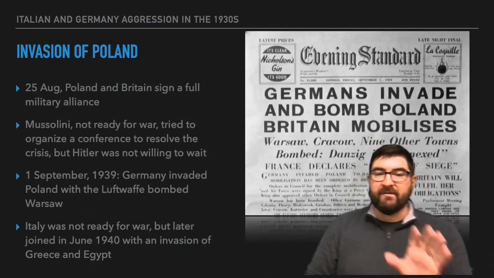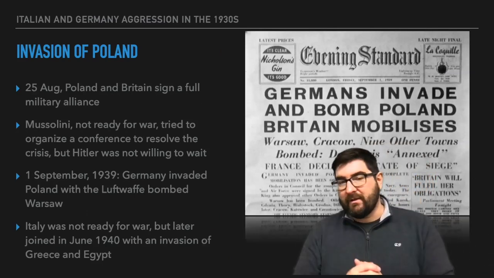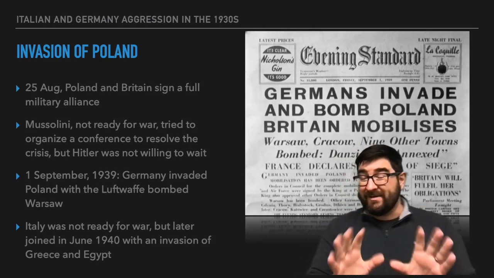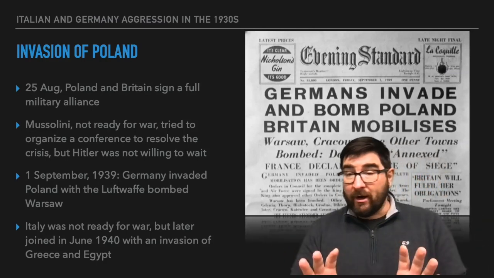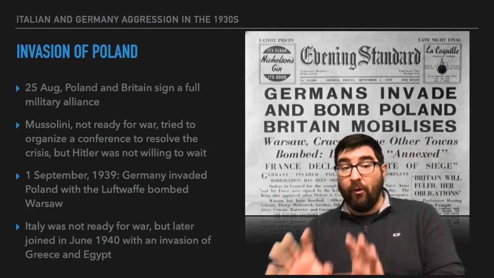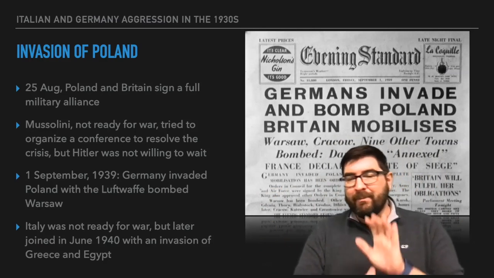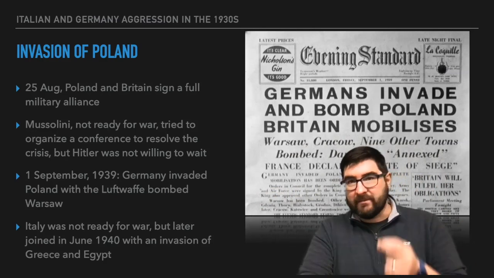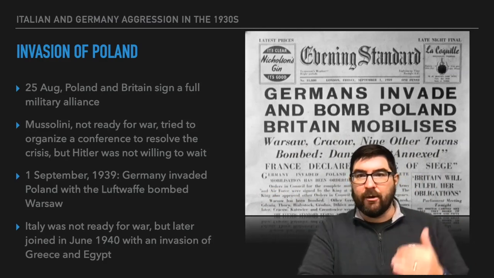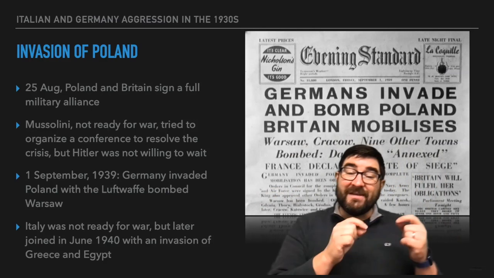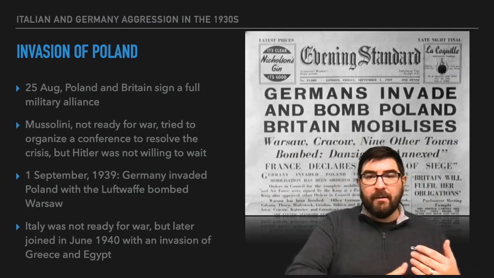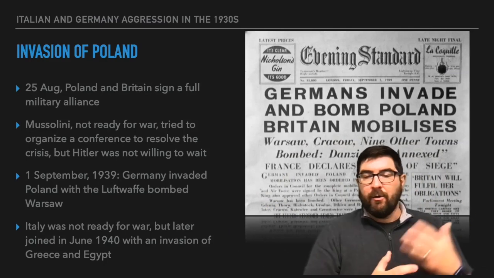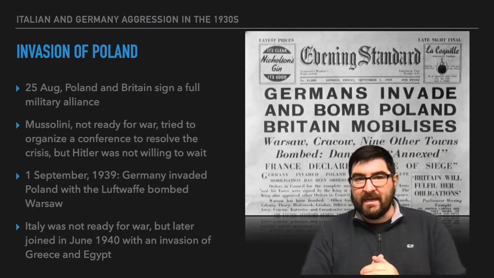On the 25th of August, Poland and Britain signed a full military alliance. Benito Mussolini, at this point, was not ready for war, and tried to organize another conference to try to avoid a conflict. But on September 1st, 1939, Germany would invade Poland and its Luftwaffe would begin bombing Warsaw. Italy was not ready to join the war at this point, but would later join the Germans in June of 1940 with their own invasions of Greece and Egypt.